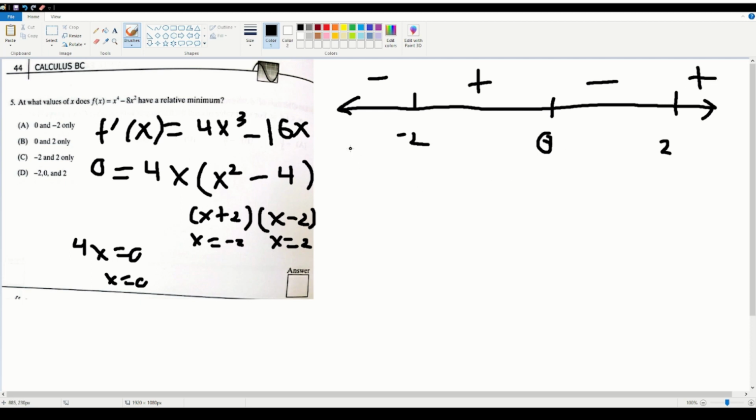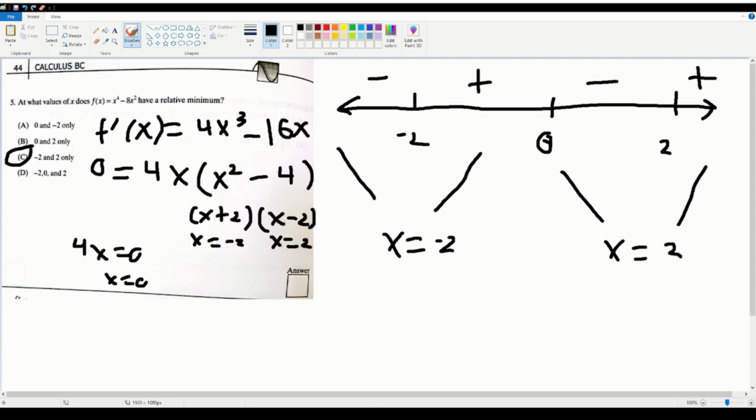Now what I like to do is draw lines, just to indicate decreasing or increasing. It's better to visualize. This is decreasing, and this is increasing, decreasing, increasing. So we can see that the minimums are at x equals -2, x equals 0 is a maximum, and also x equals 2, so that gives us answer C.